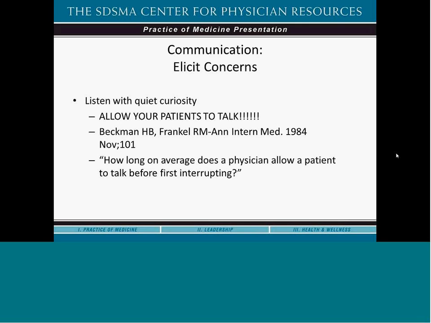to talk. They asked the question, how long on average does the physician allow a patient to talk before they first interrupt or interject? When they formed their studies, they found that the average was somewhere around 16 seconds. And in some studies, much shorter than that. And what we know is that instantaneous interjection into the patient's communicating with you completely changes the dynamic of the conversation. It goes from a patient-driven conversation to a provider-driven conversation.